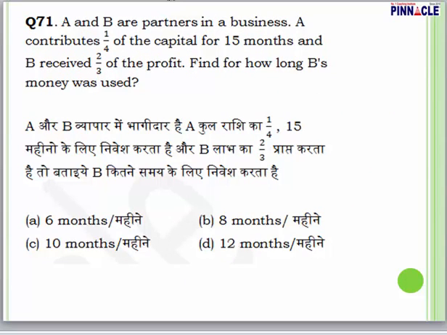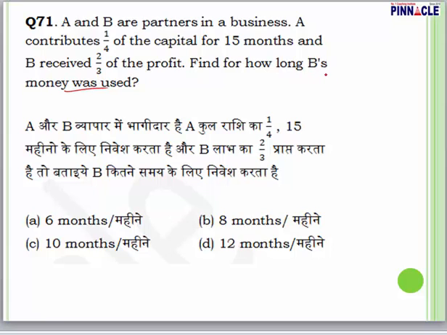Question number 71. A and B are partners in a business. A contributes 1/4 of the capital for 15 months and B received 2/3 of the profit. Find for how long B's money was used. Now see, this is a very important question and this is a partnership question. However, it is a little bit tedious kind of question.